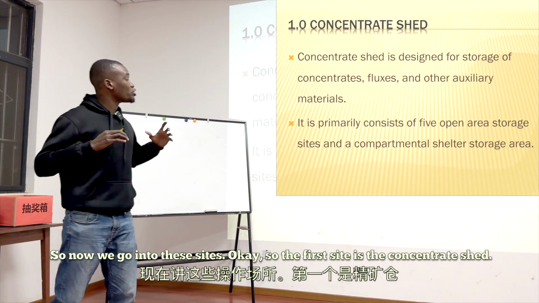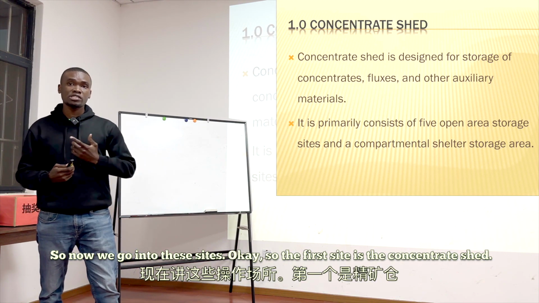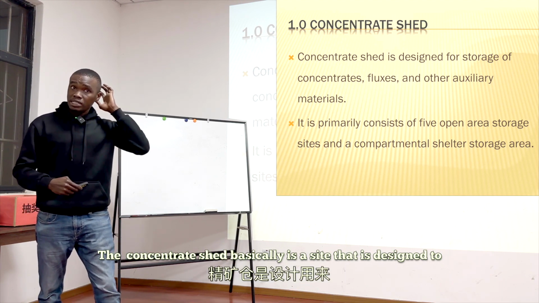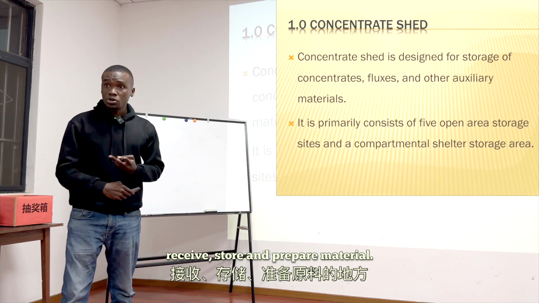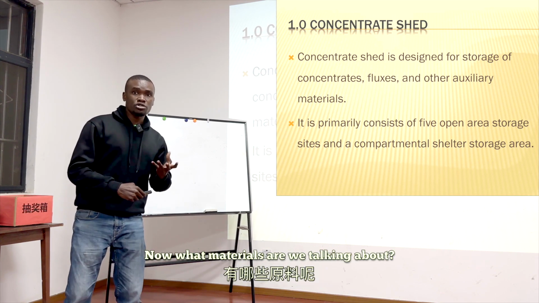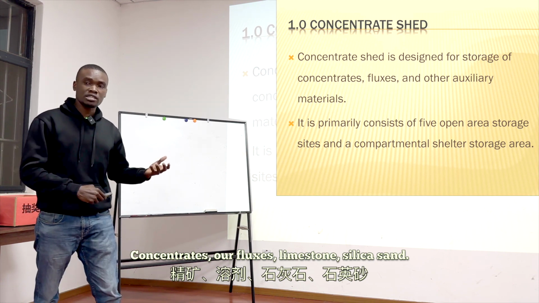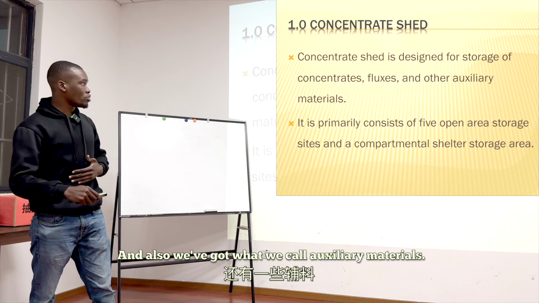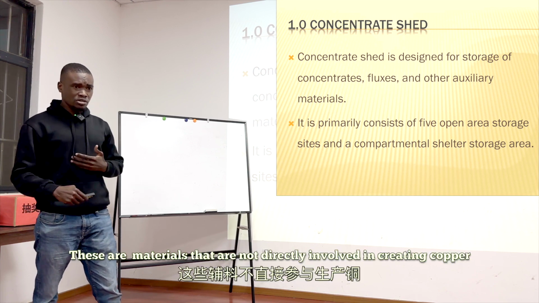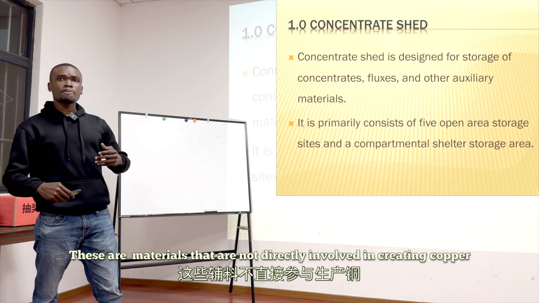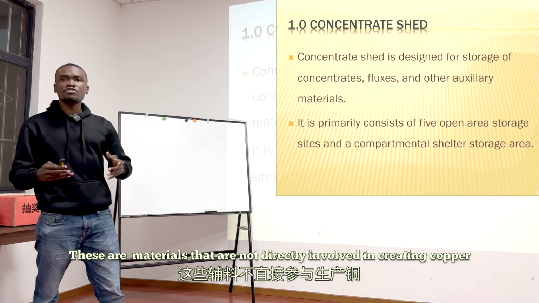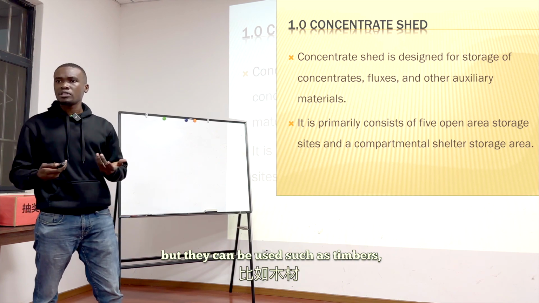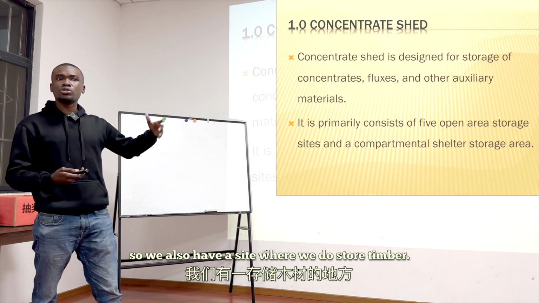So now we go into these sites. The first site is the concentrate shed. The concentrate shed is a site that is designed to receive, store, and prepare material. Now, what materials are we talking about? Concentrates, our fluxes, limestone, silica sand, all those are stored at the concentrate shed. And also we've got what we call auxiliary materials. These are materials that are not directly involved in creating copper, but they can be used, such as timbers. So we also have a site where we store timber.